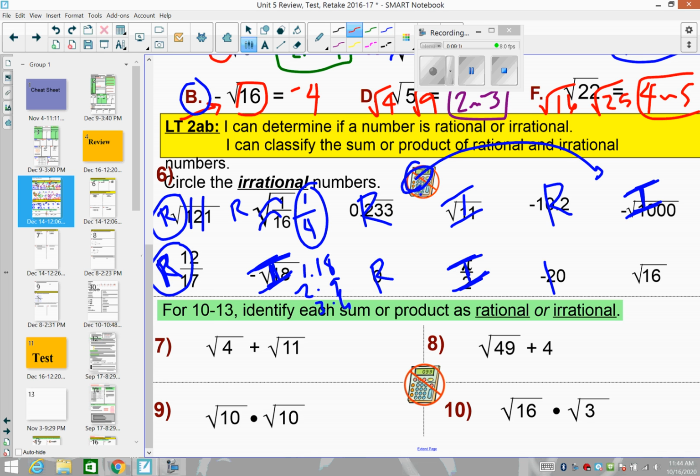This is just an integer. Of course, it can be written as a fraction. Just throw a 1 under it. And the square root of 16 is 4, which is rational.